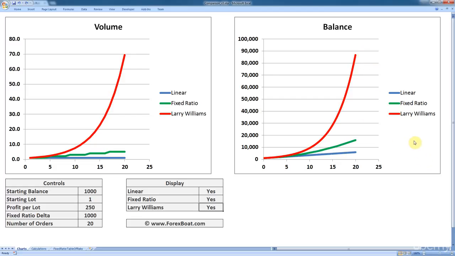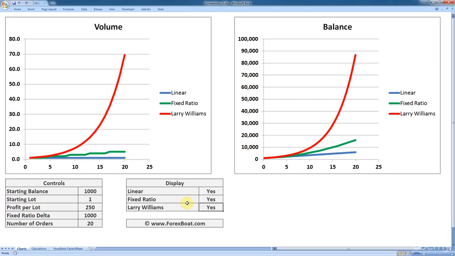That is 17 times more than the trader trading with the linear strategy, and it's still much greater than the fixed ratio method. So it kind of starts to make sense how Larry Williams was able to make $1 million out of 10,000 in just 12 months. Of course, as we discussed, this method has its drawbacks. It's quite risky and has certain traps, but if you're able to pull it off, you can convert $1,000 into tens of thousands, if not hundreds of thousands of dollars in a very short period of time.